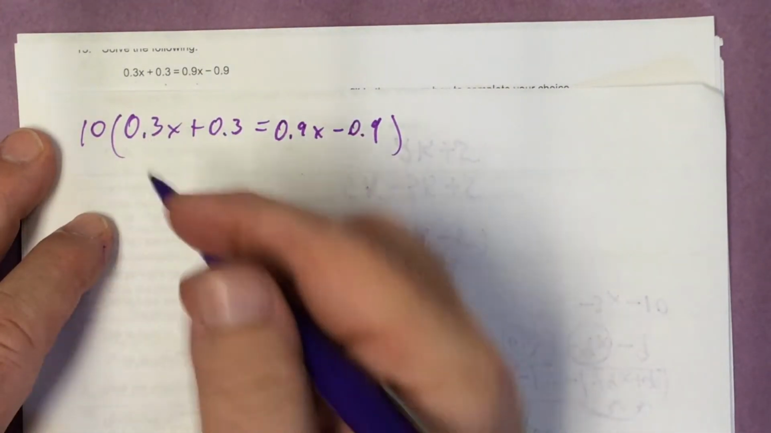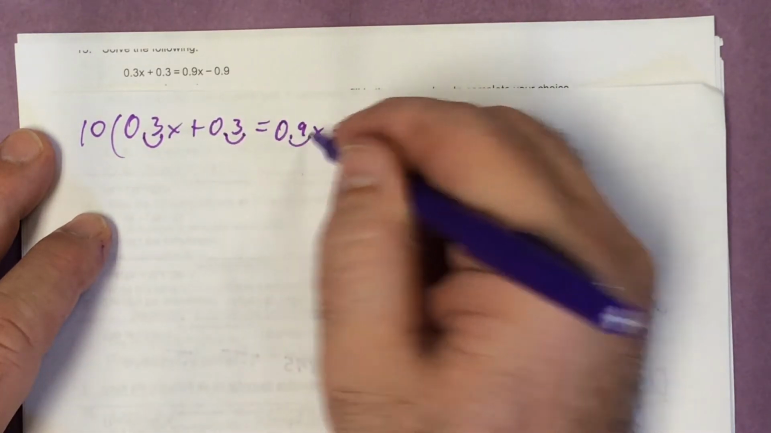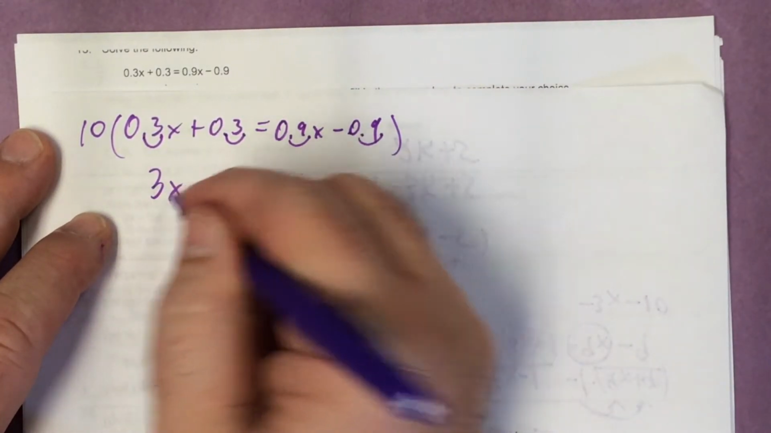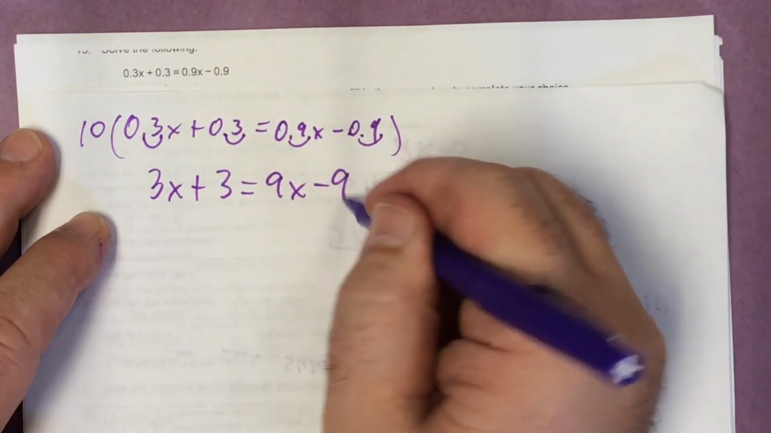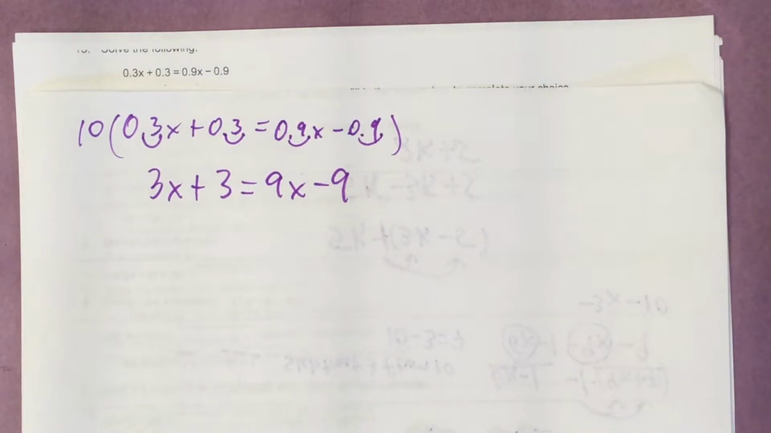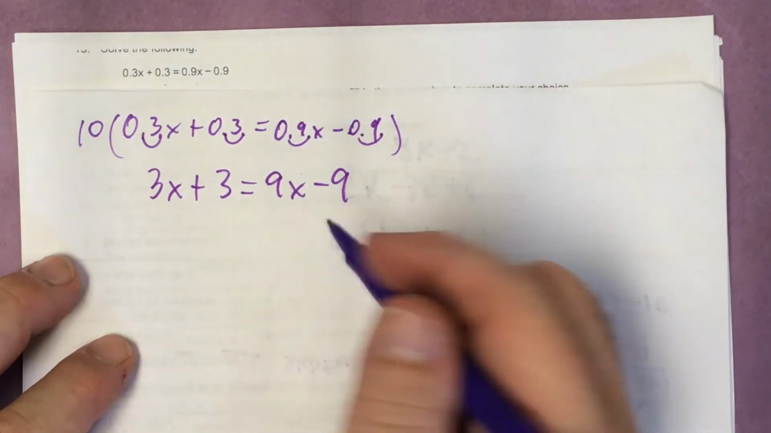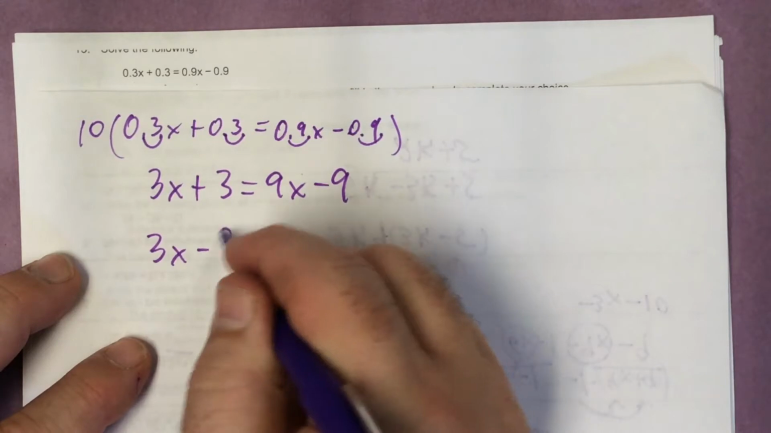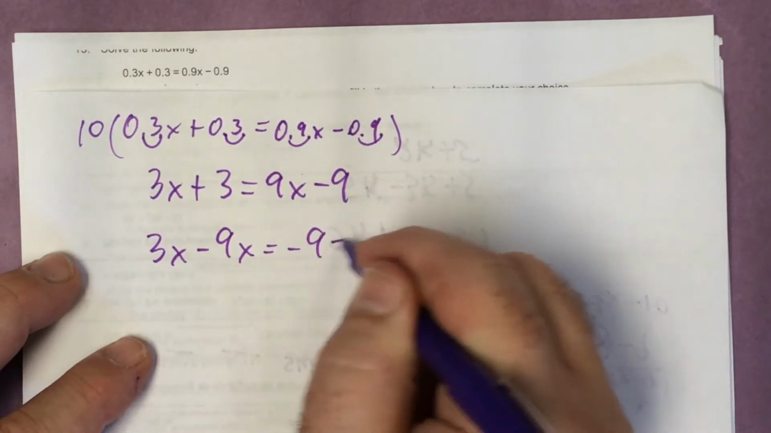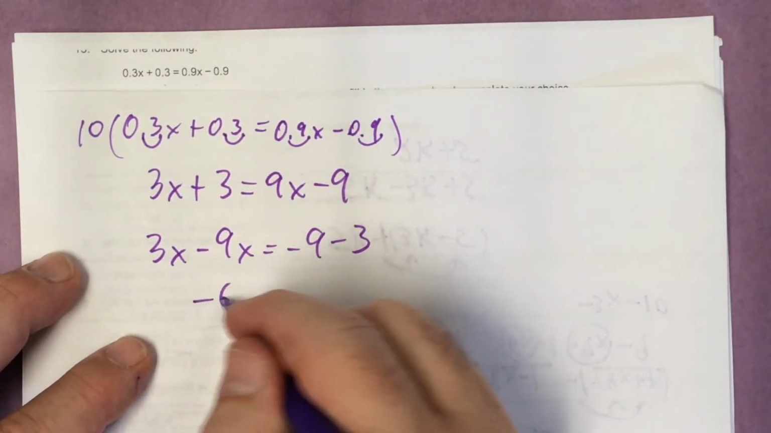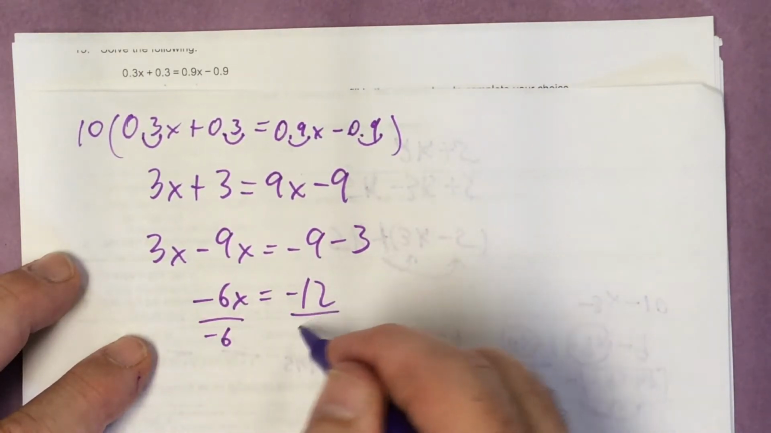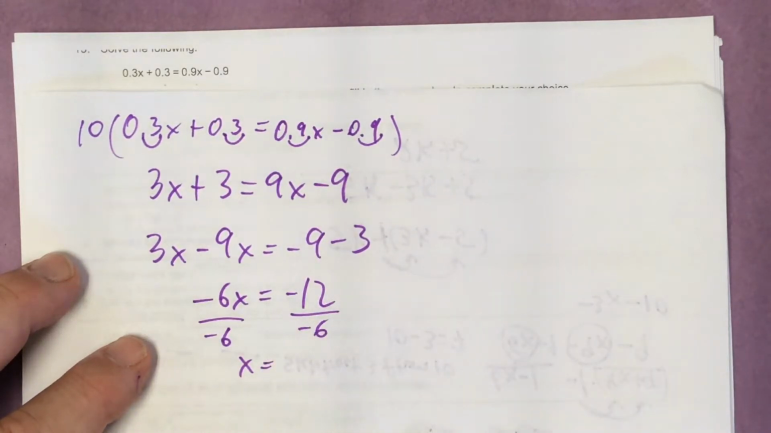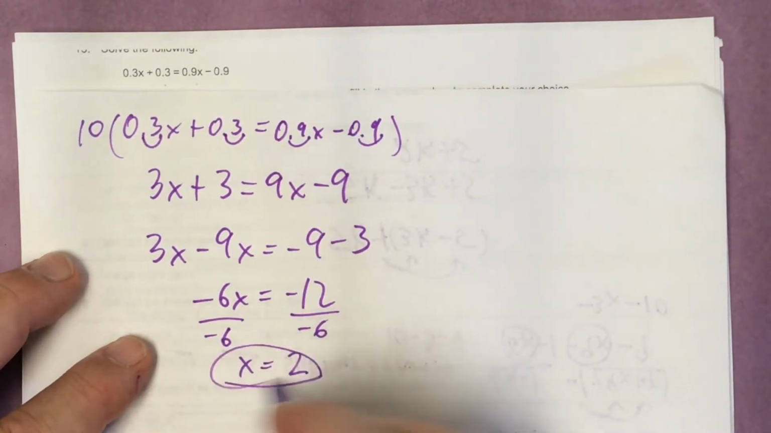In doing so, it's going to move the decimal point over one place in each term, giving me 3x plus 3 equals 9x minus 9. Moving everything over to its respective opposite side, I get 3x minus 9x equals negative 9 minus 3, giving me negative 6x equals negative 12. And then dividing both sides by negative 6, I'm going to get x is equal to 2, because a negative divided by a negative is positive.